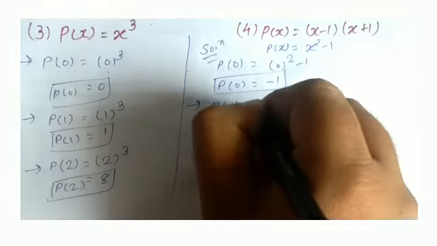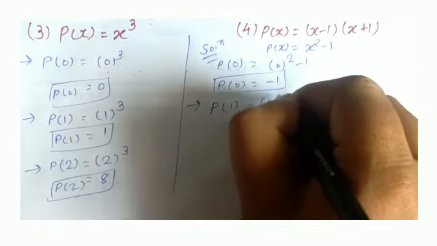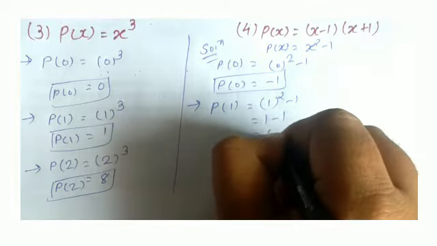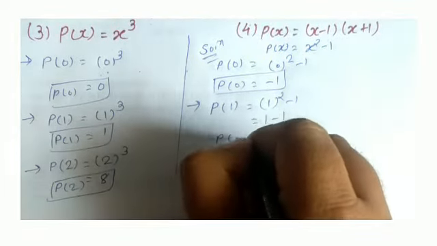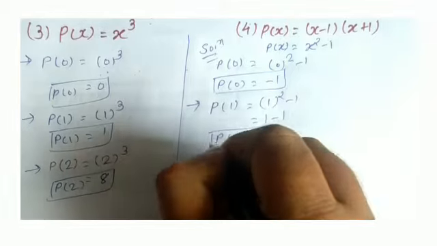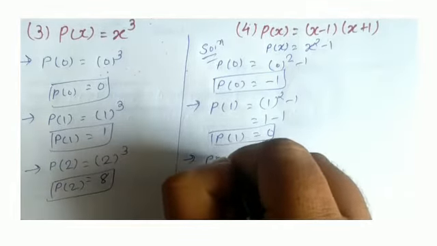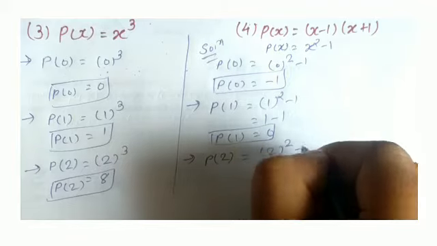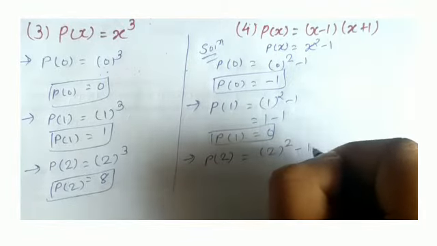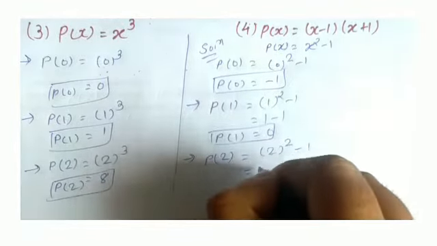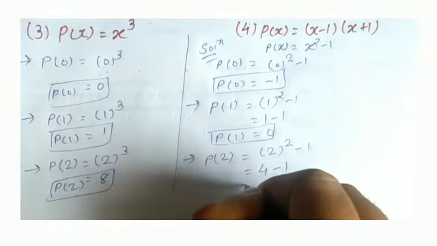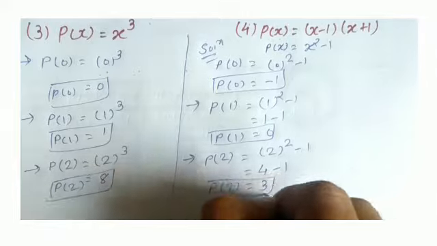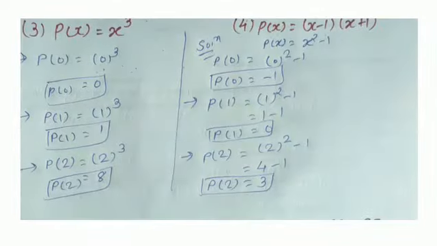Now P of 1 equal to 1 square minus 1 is equal to 1 minus 1. So answer is 0. So P of 1 is equal to 0. Now P of 2 equal to 2 square minus 1 is equal to 4 minus 1. So here P of 2 is equal to 3.